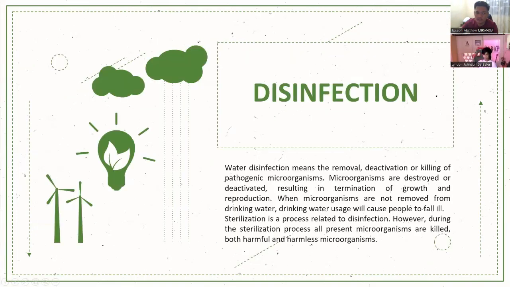So the next one is disinfection. Water disinfection means the removal, deactivation, or killing of pathogenic microorganisms. Microorganisms are destroyed or deactivated, resulting in termination of growth and reproduction. When microorganisms are not removed from drinking water, drinking water usage will cause people to fall ill.